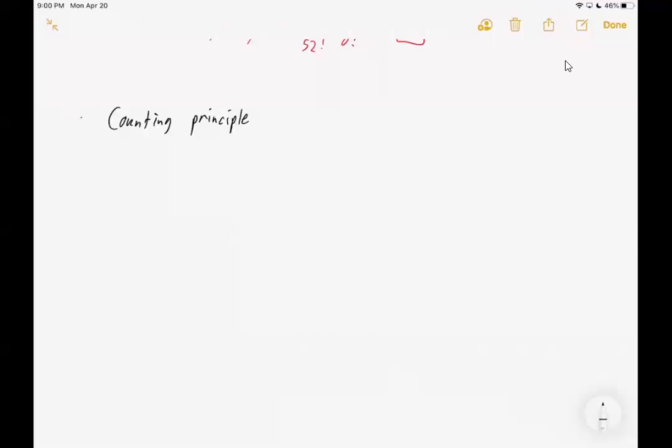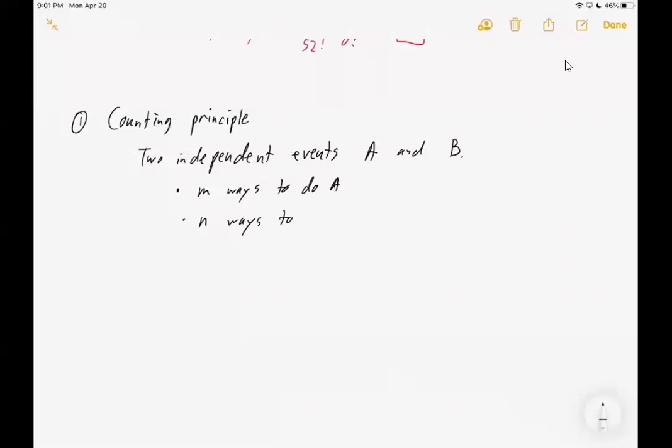The counting principle will be the first thing it involves, and that is if there are two independent events, let's call them A and B, and there are m ways to do A, and there are n ways to arrange B, then there are m times n ways for A and B to occur. Okay, so that was what we had learned in the first set of lessons.